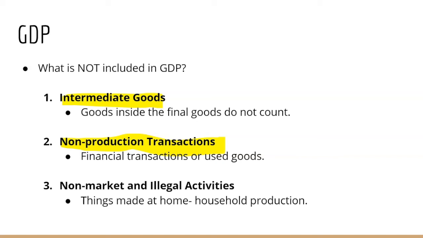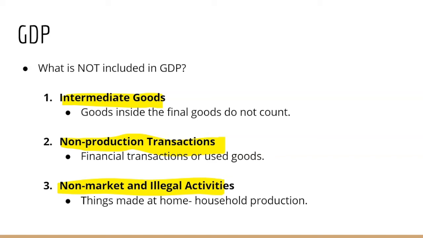And lastly, non-market and illegal activities. I think it makes sense why illegal activities are not considered part of the GDP, but non-market means things that are produced inside your household. So if you're doing a bake sale and you decide to bake all the goods yourself, that is not considered to be a part of the GDP.